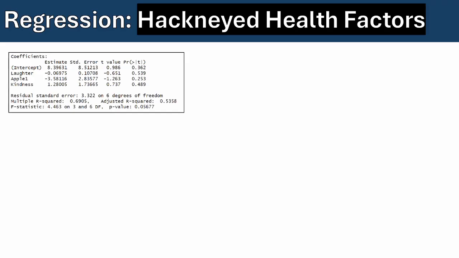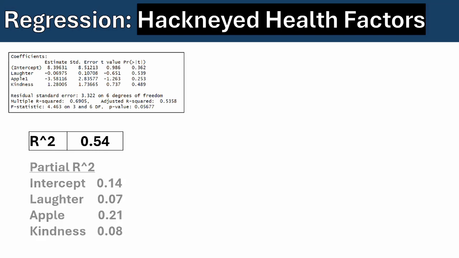Now, at least for G-Power, what I need is going to be an R squared. So I can get an overall model adjusted R squared. That's going to be 0.54 for this. But actually what G-Power needs is what's called a partial R squared.